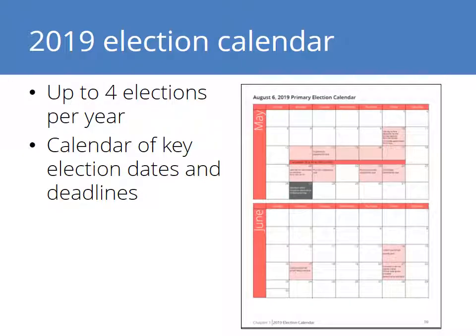The first chapter of the manual covers the elections calendar for the year, including the dates of the elections and important deadlines. In Washington, there can be up to 4 elections a year, 2 special elections in the spring, and the primary and general election. Jurisdictions can request a ballot measure for any of these 4 elections. The election of candidates typically is limited to the primary or general election.